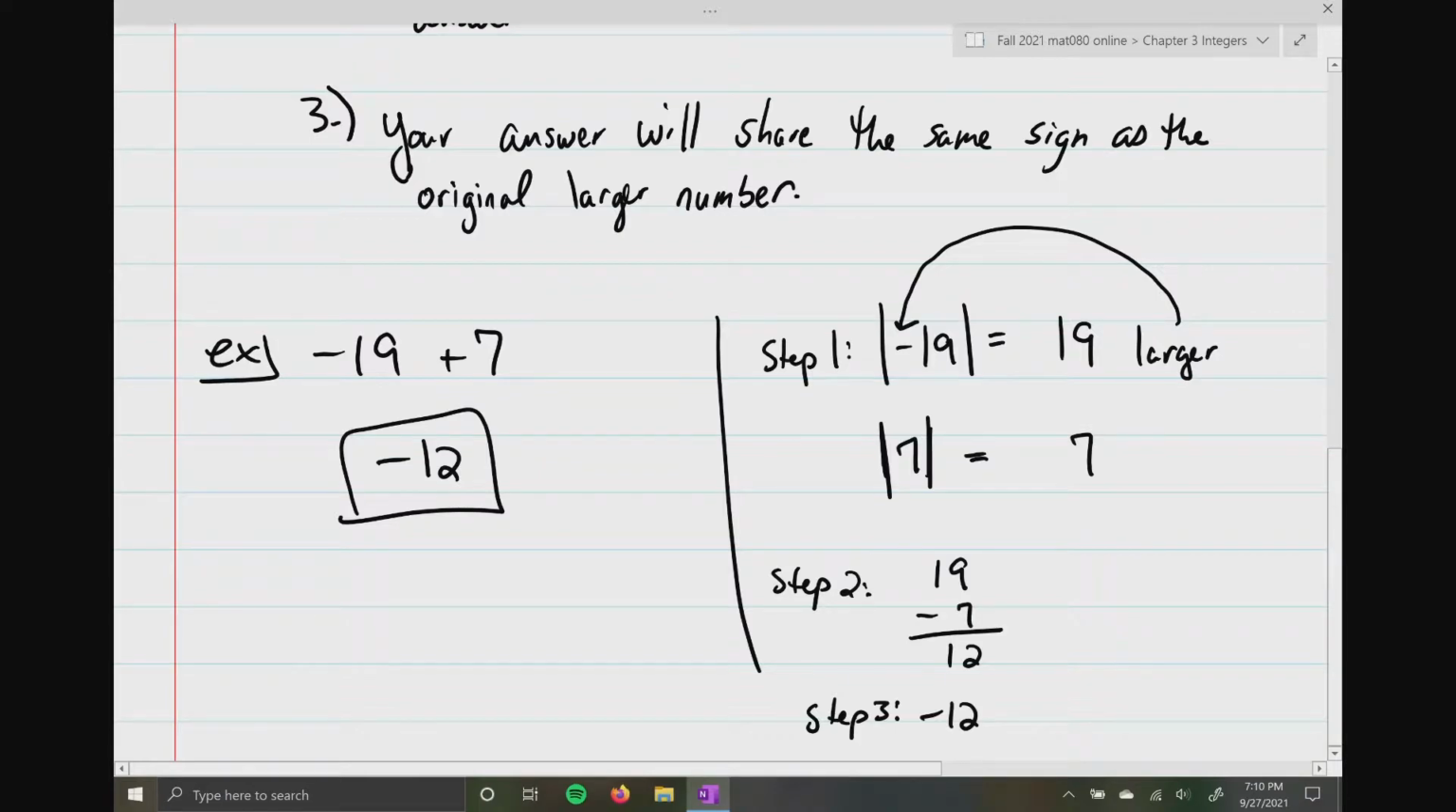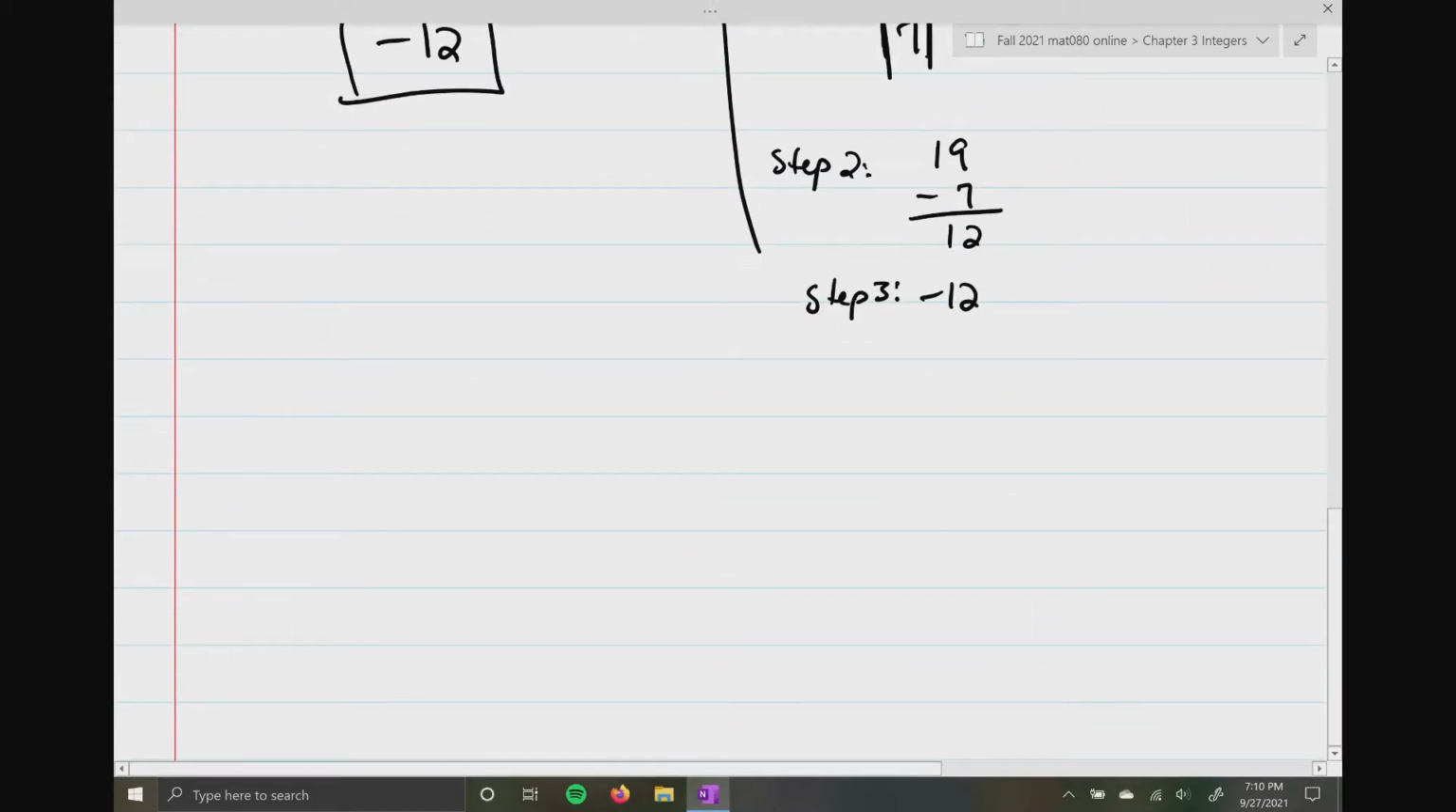Once you get really, really good at this, your steps are going to go much quicker. In fact, you might not even write them that much. But the idea behind this is you want to just apply the rule accordingly. And we're always looking at the sign in front of the number. So let's just do a bunch of examples.